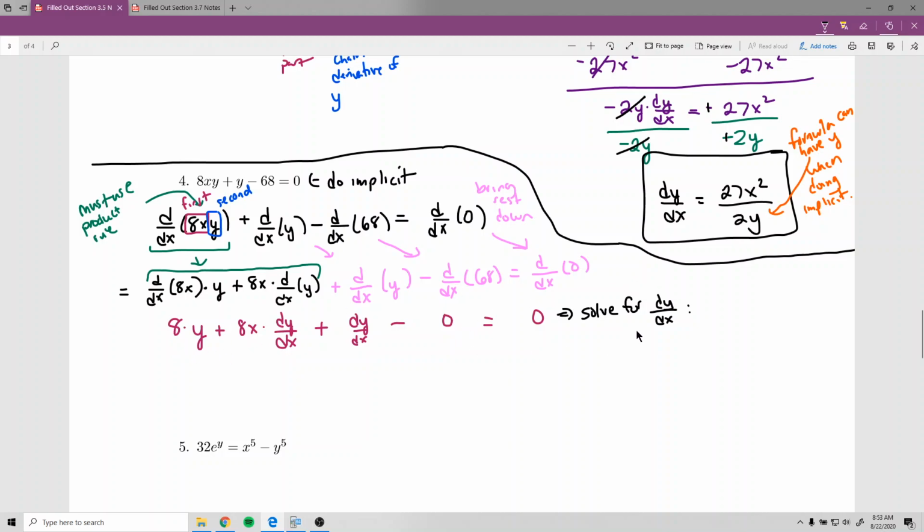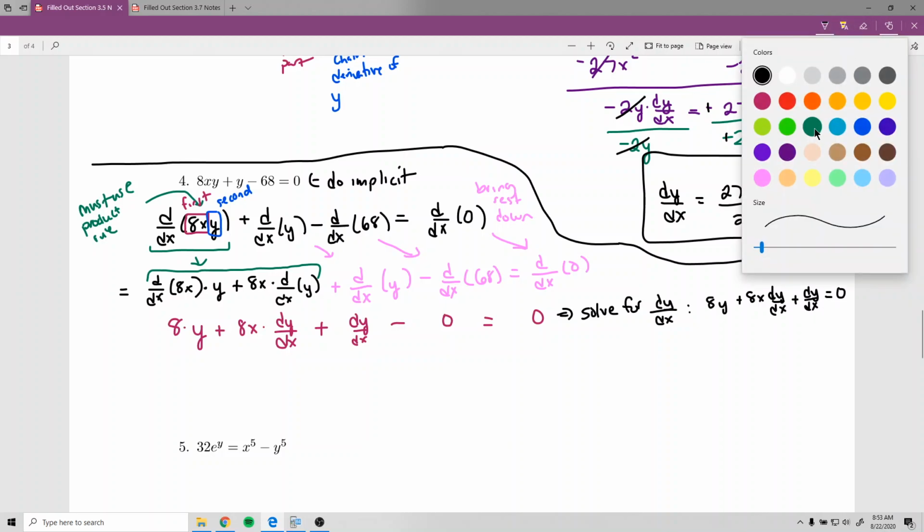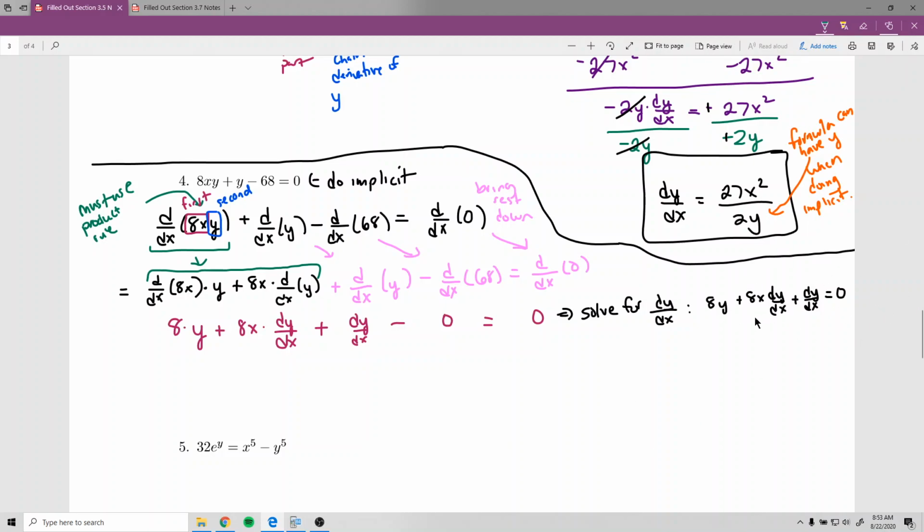So we've got 8y plus 8 times x times dy over dx plus dy over dx equals 0. Now to solve for dy over dx, we have two of them. The goal with something like this is to always get everything without the dy over dx to the other side and then factor it out. So we subtract the 8y from each side. That's the only thing without a dy over dx in it. We got 8x times dy over dx plus dy over dx equals negative 8y.